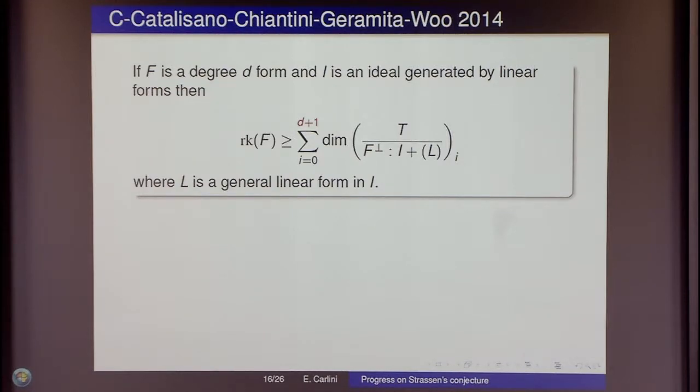Once you have your new ideal, you look at this quotient, and this is a graded ring, with only finitely many non-zero homogeneous pieces. So you take this sum. Actually, you can say the sum is for any value of i, but only from 0 to d plus 1 do you have something which is not 0. You put all of these numbers together, you get a number. This is a lower bound for the Waring rank.